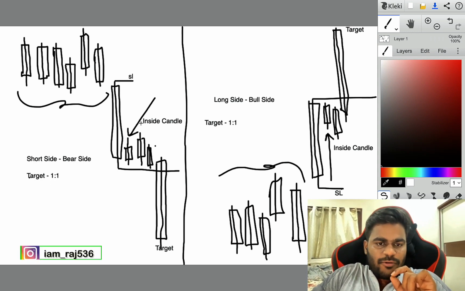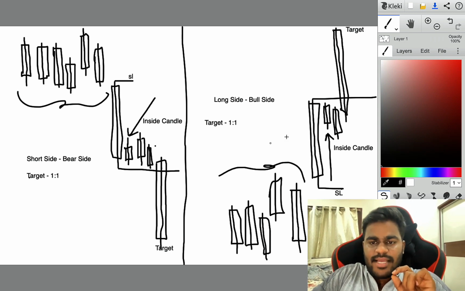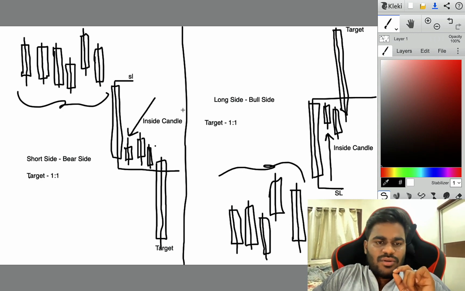So after forming an inside candle, if any of these three candles breaks this low on the shorter side, our trade will begin. Exactly the opposite, exactly the same way, if any of the next three candles breaks the top of the parent candle, our trade will begin. So this stop loss is completely dependent on you. If you are ready to take the re-entry if the stop loss hits, you are good to go.